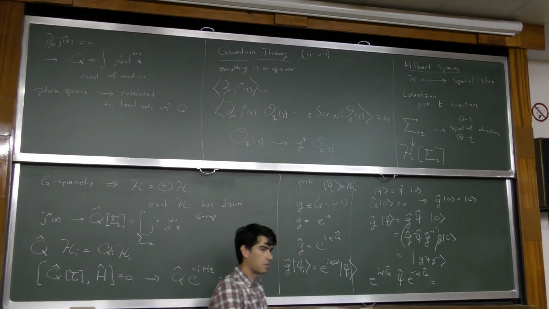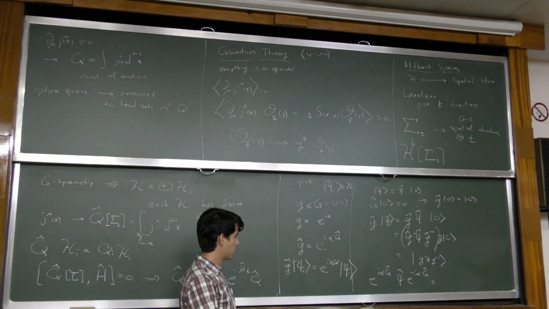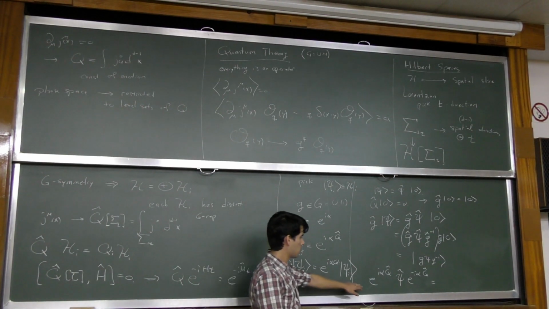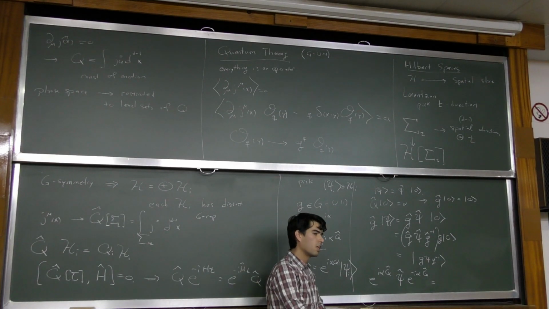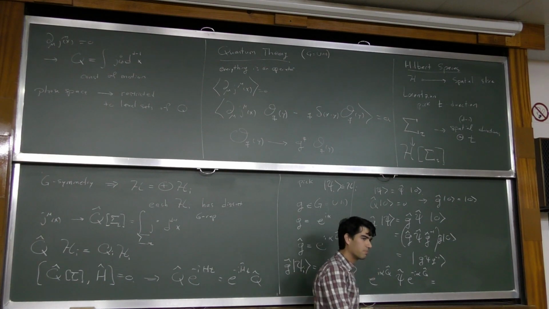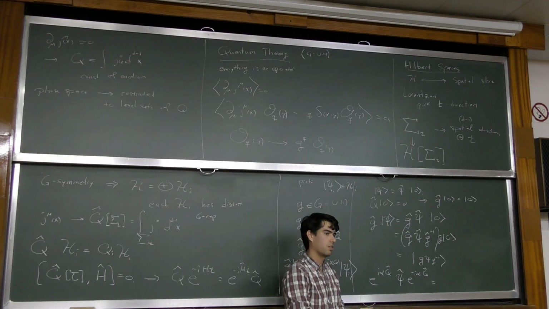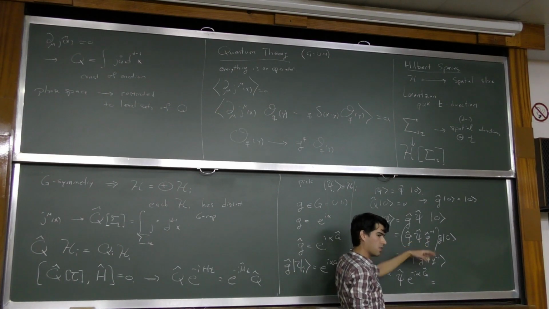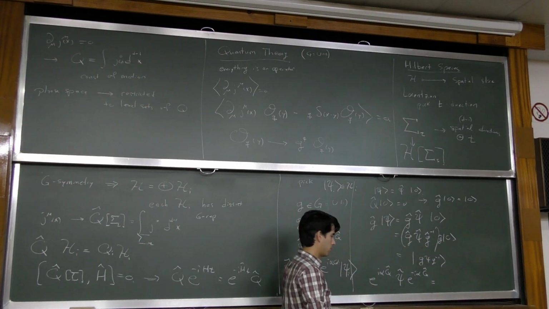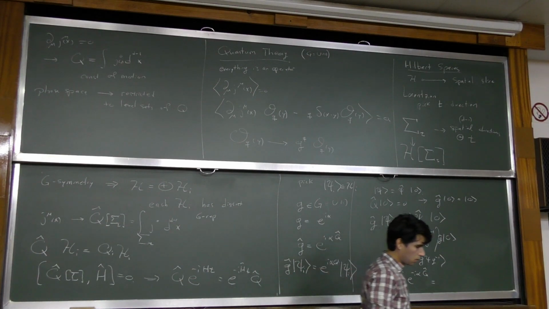The notation that you use in the last equation, the state G psi G inverse, you're just using that as a definition of what this is. Yeah, that's right. I'm just labeling the state by the group action. That's right. I'm saying this is itself an operator, and it acts on the state.